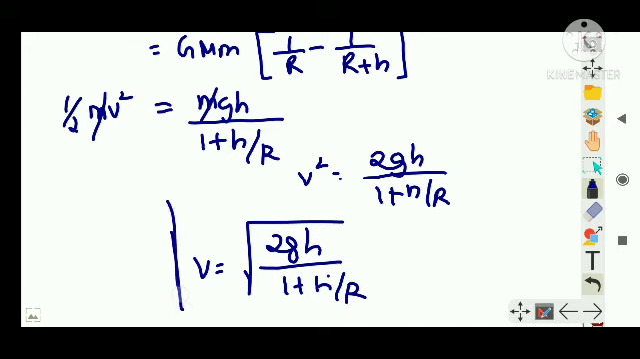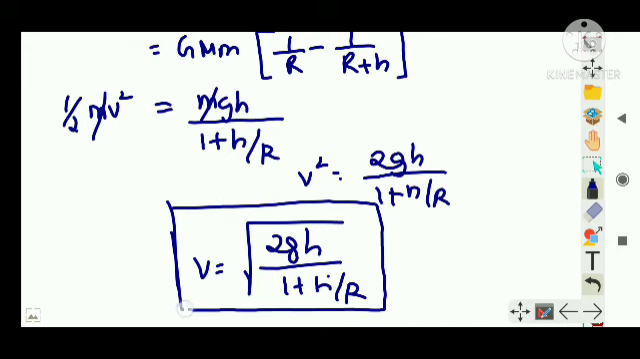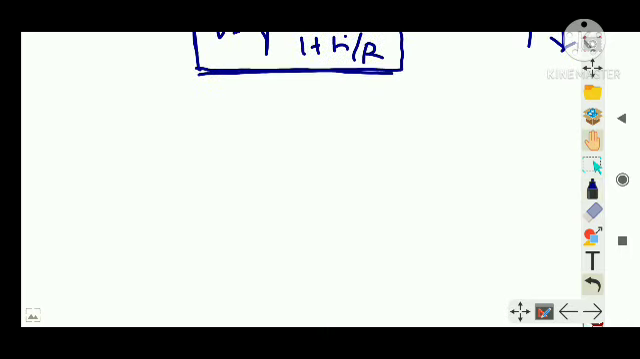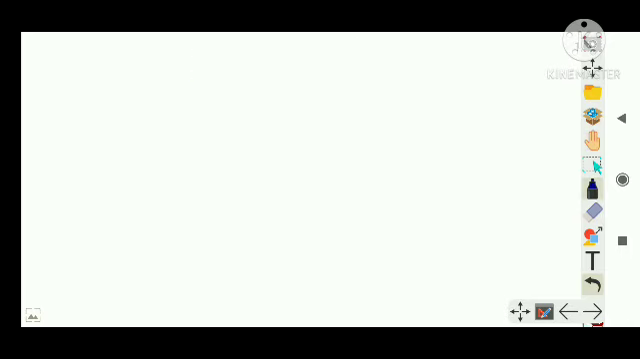This is the velocity with which you have to throw an object from the surface of earth so that it achieves the height h, right? And this is also the velocity with which a body will hit the ground when it is dropped from height h. Velocity to reach height h, velocity by which it reaches down. That is, v is equal to root of 2gh by 1 plus h by R. Right? Clear? Now this and all are NEET oriented topics, guys.